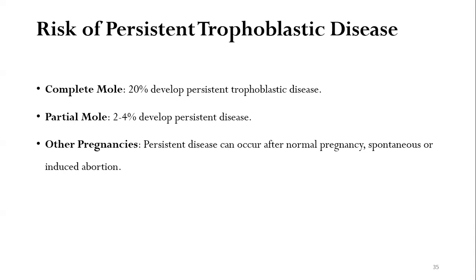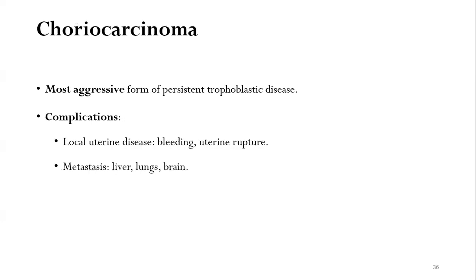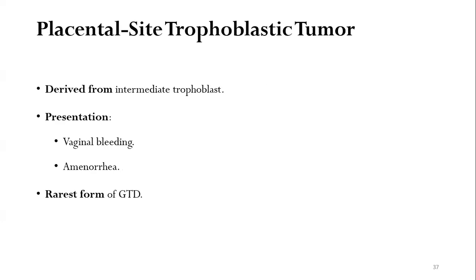And what is persistent trophoblastic disease? In complete mole, 20% of the cases develop persistent trophoblastic disease, and in partial mole, around 2 to 4% develop persistent trophoblastic disease. This persistent disease can occur after normal pregnancy, spontaneous, or even induced abortion. Choriocarcinoma is the most aggressive form of persistent trophoblastic disease. Choriocarcinoma can lead to complications like local uterine diseases such as bleeding and uterine rupture, and it may even undergo metastasis to the liver, lungs, and brain.